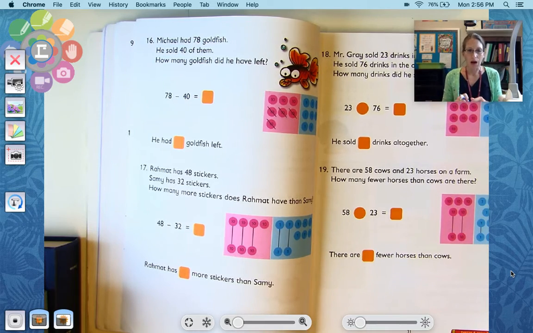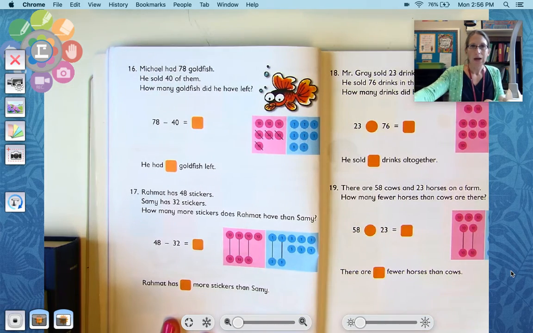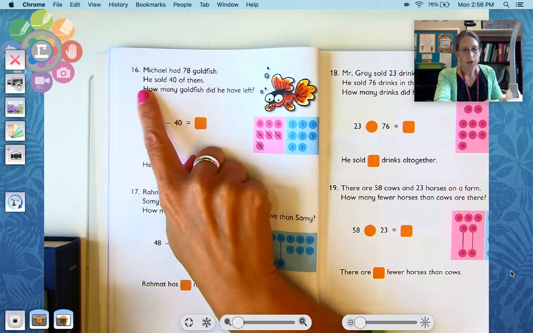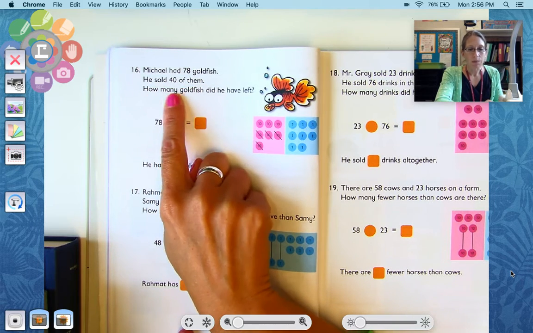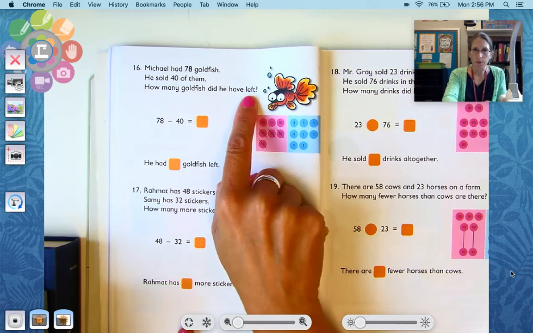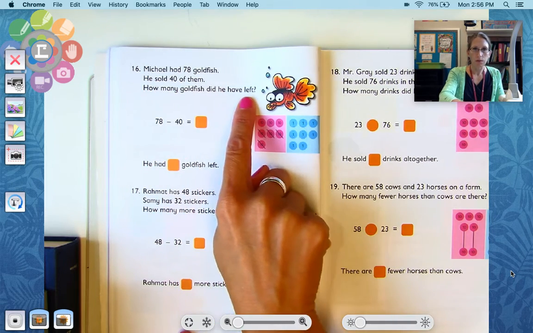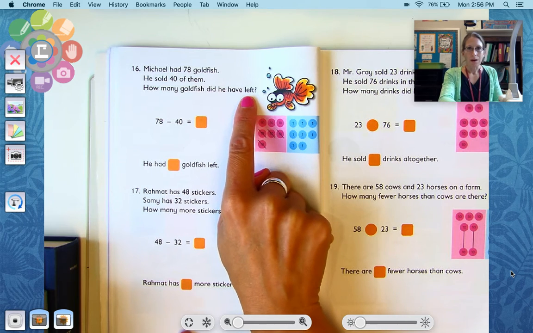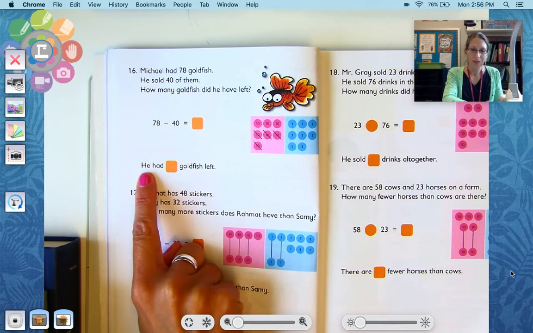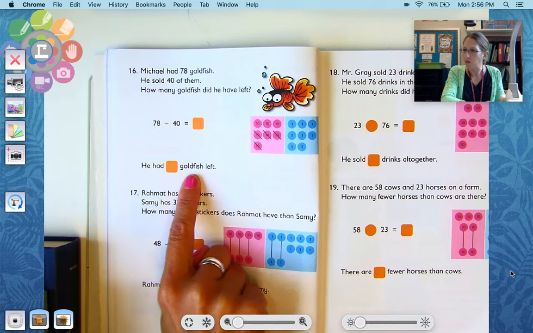Okay, so I wanted to show you number 16. So let's take a look at this one. It says, Michael had 78 goldfish. He sold 40 of them. How many goldfish did he have left? Okay, so we've read the problem. Let's underline the question. There's our question. Now we're going to write our answer sentence. Oh, look, they did it for us. Thank you, workbook. He had blank goldfish left. All right, so they have the answer sentence for us.